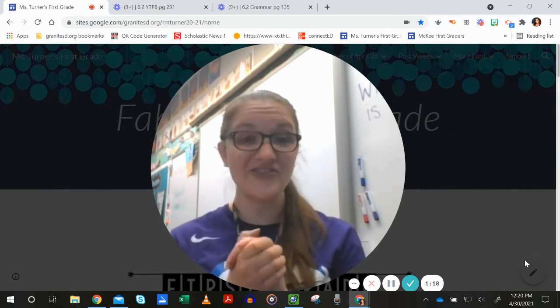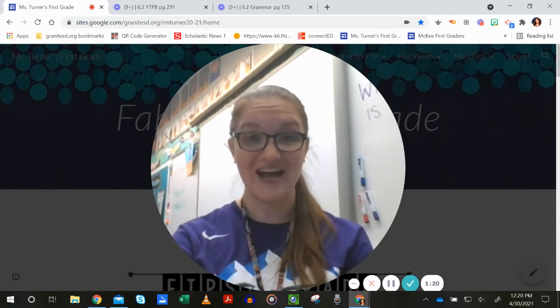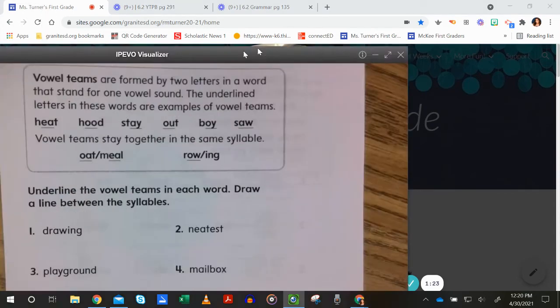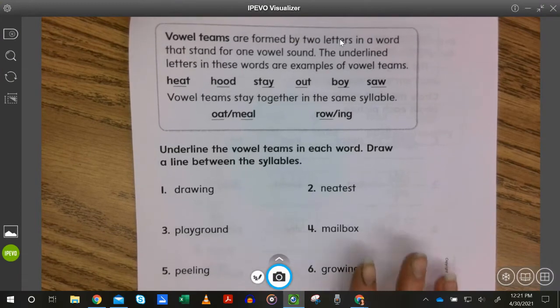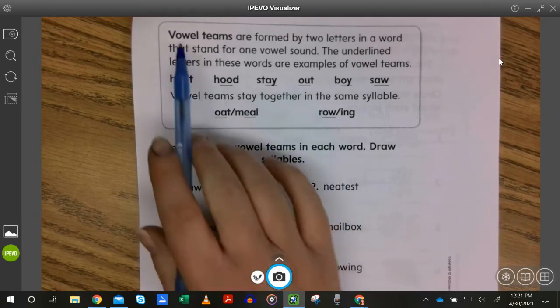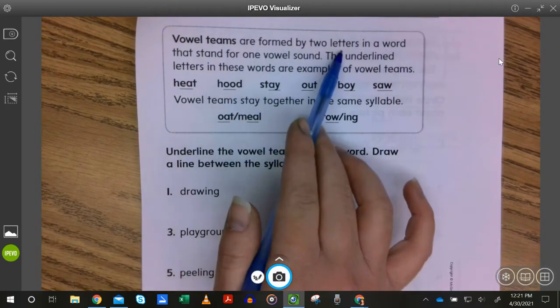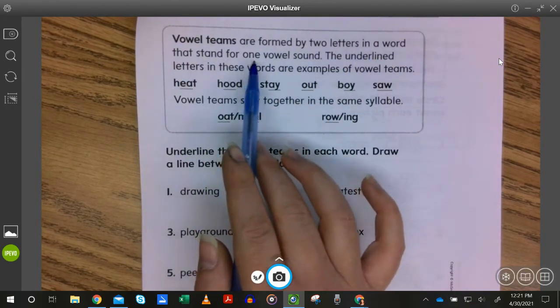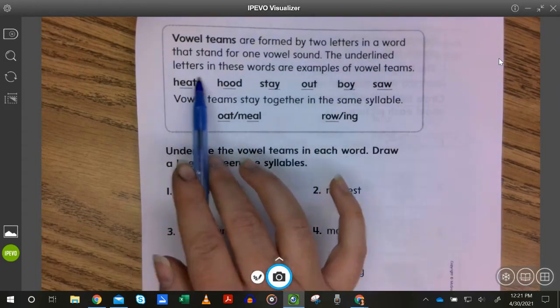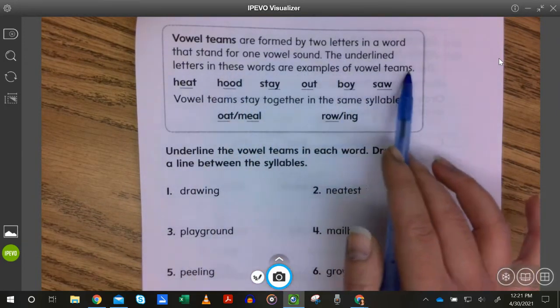Okay, and so we are going to be looking at a page now, let me bring it over. We are going to find those vowel teams, those letters working together, making a vowel sound, and we are going to use that to help us break apart a word into syllables. Okay, so we're going to start right here. It says vowel teams are formed by two letters in a word that stand for one vowel sound. The underlined letters in these words are examples of vowel teams.